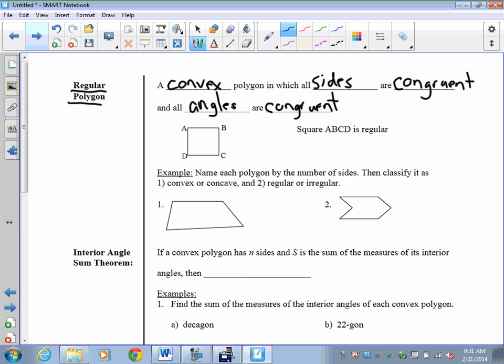So we're going to have to think back to what we've been doing for most of the year. We're told that square ABCD is regular. Any square is a regular quadrilateral. That means all the sides are congruent. So remember, we make these tick marks to show that the sides are congruent, and all the angles are congruent. So even if we don't know they're all 90 degrees, which we should, we can make those angle marks there.